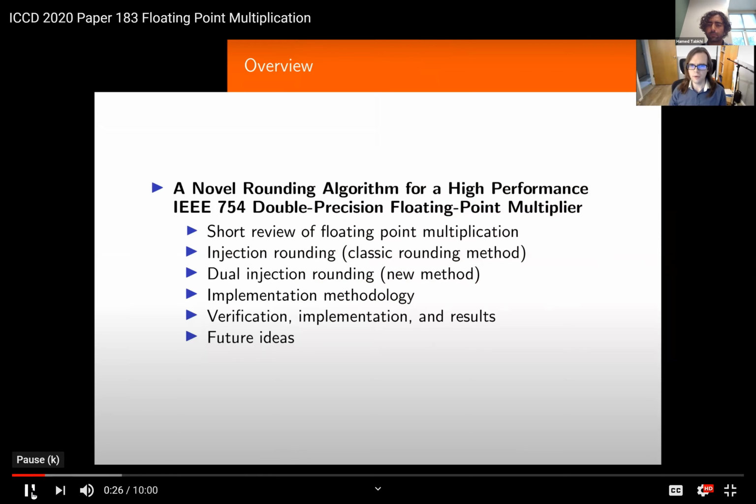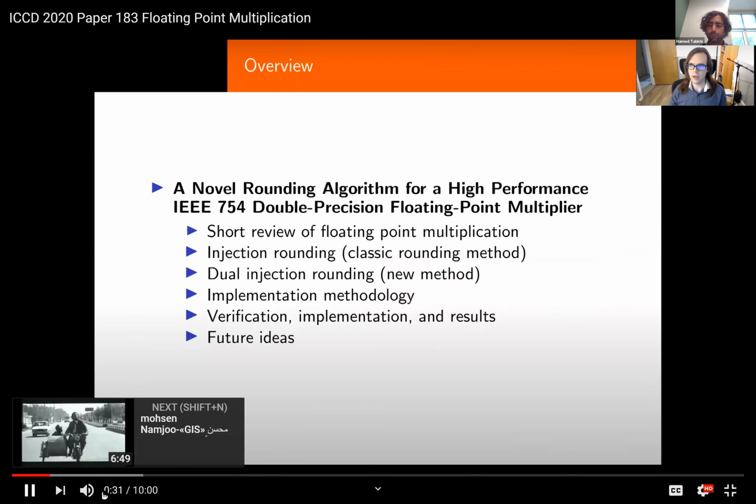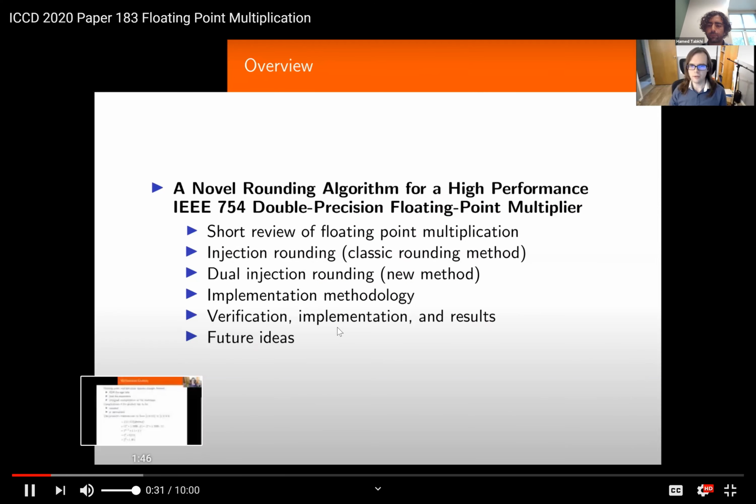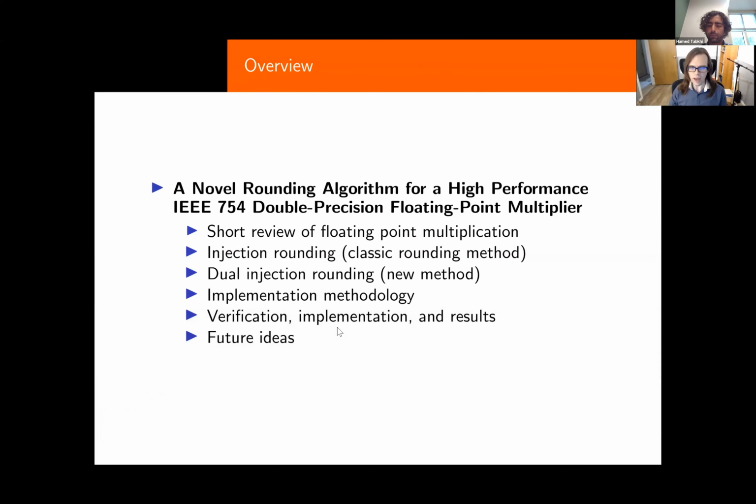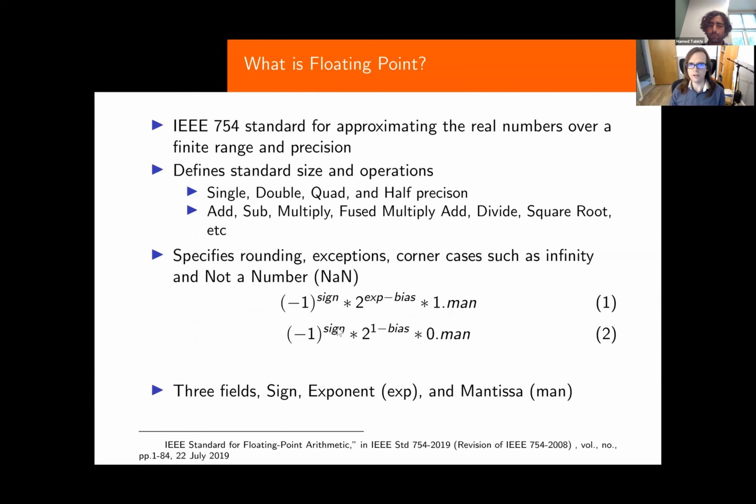To begin, we will have a short review on floating point multiplication, and then we will move on to a classic rounding algorithm known as injection rounding. And then we will introduce our new rounding methodology called dual injection rounding. Then we will briefly talk about the implementation methodology and the verification and results.